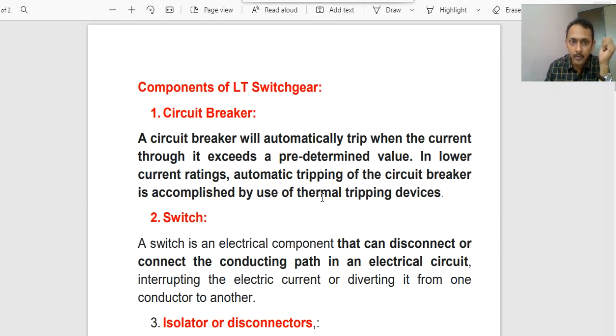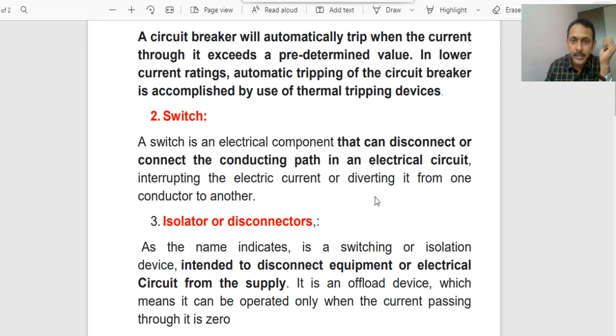Whereas if you observe the switch, this is an electrical component which will disconnect or connect the conducting path in an electrical circuit. So here it is going to interrupt the electric current, or it will divert it from one conductor to another. That will be the purpose of a switch.